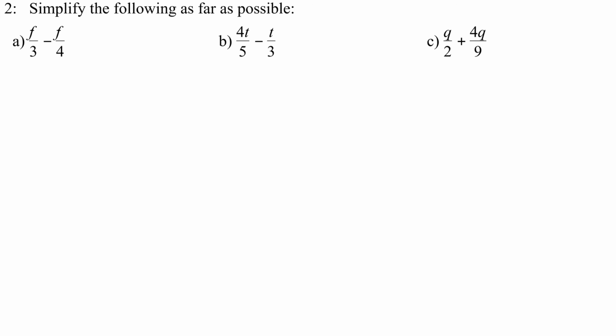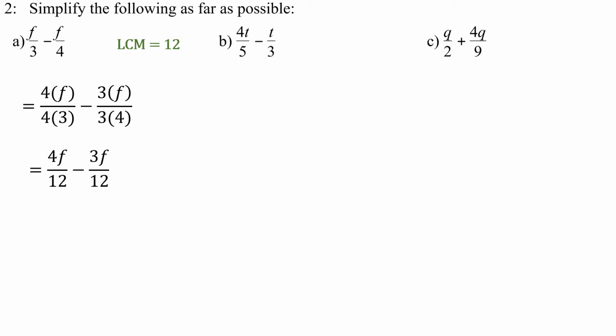These ones are the next level, a little bit trickier, because you can't multiply one to get to the other. You've got to change both of them. So we have to consider what is the lowest common multiple of these numbers. 3 and 4, their lowest common multiple is going to be 12. So we need to multiply the 3 by 4 to get it to 12 and the 4 by 3. And whatever we do to the bottom, we have to do to the top. We expand that out. We've got 4f minus 3f, which gives us f over 12.